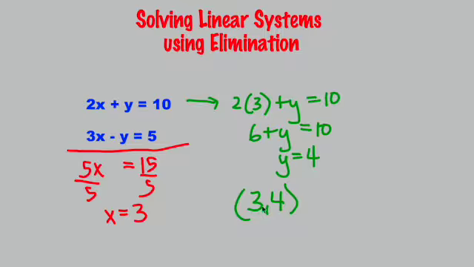And you can also check it in the other equation here. If we plugged in a 3 here and if we plugged in a 4 here, 3 times 3 is 9, and 9 minus 4 is 5. So it'll work in both equations. And ideally, you're going to get these two equations right off the bat, one of the variables going away or being eliminated when you add them together.